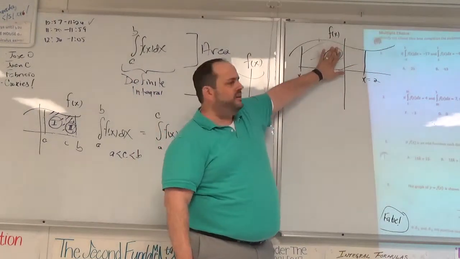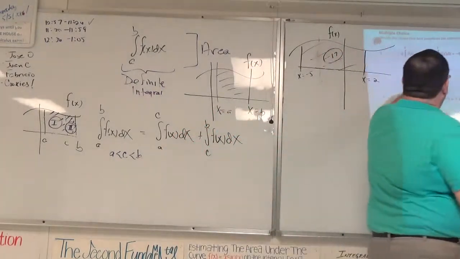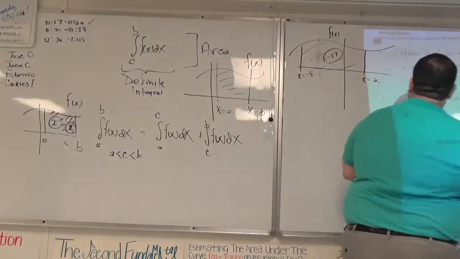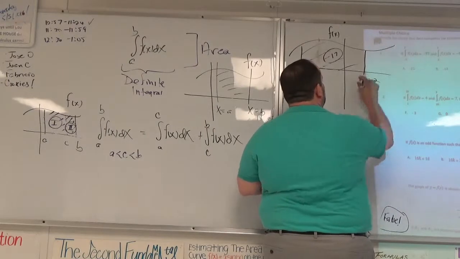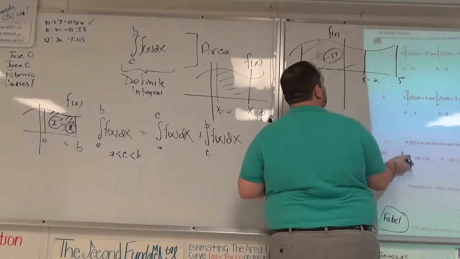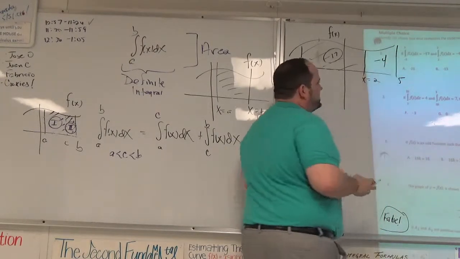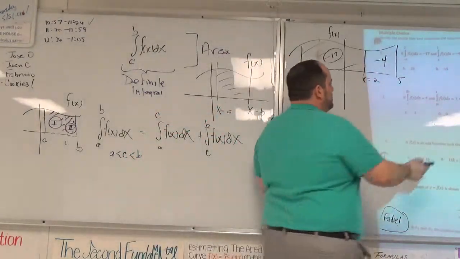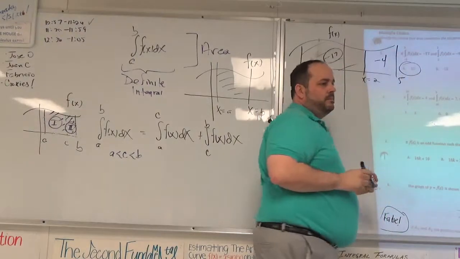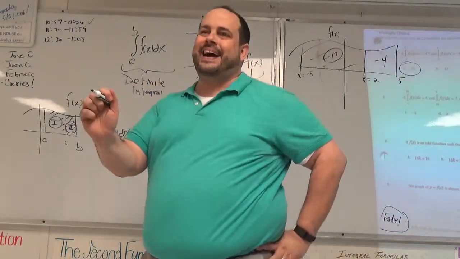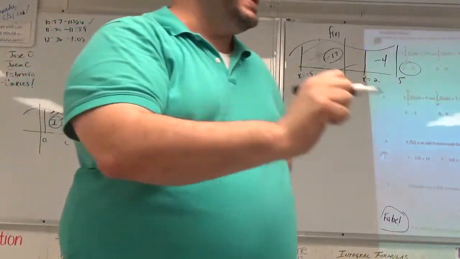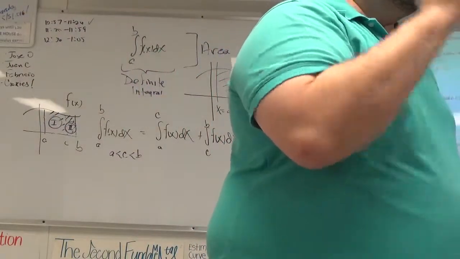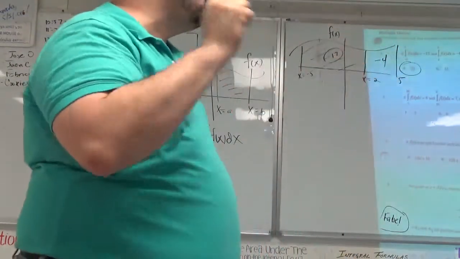There's an area of -17 over here. And then they tell me that the area from 5 to 2 is -4. Well, here's 2, here's 5, that area is -4. Most popular wrong answer? A. Why not A? Why not A, Jessica? What's wrong with A?